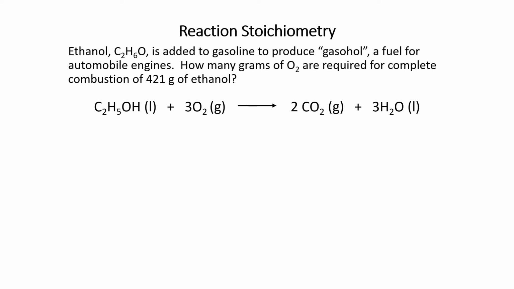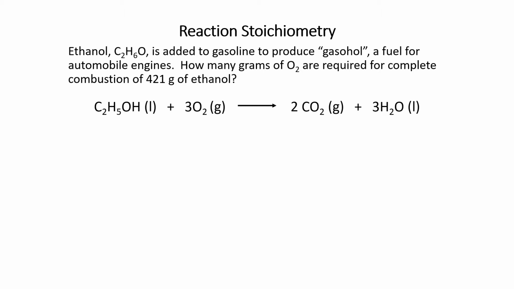Okay, students, let's talk about reaction stoichiometry. So what we want to do is look at a problem. Let's look at some example problems so we can figure out how to do reaction stoichiometry. So we have ethanol, which is added to gasoline to produce gasohol, and we typically use this for fuel in automobile engines.